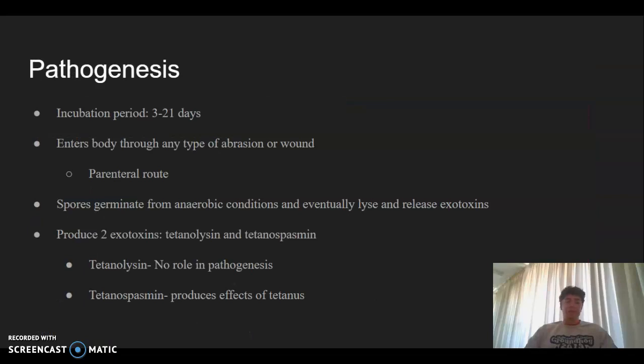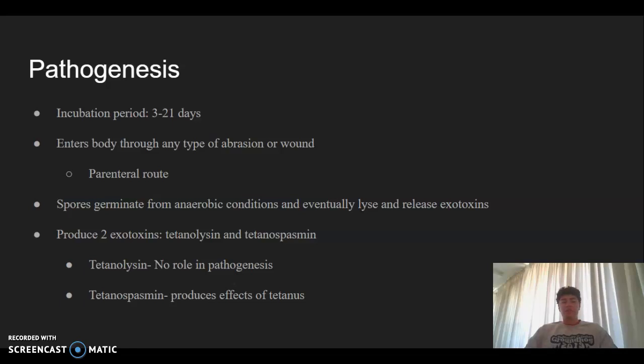Pathogenesis of tetanus: the incubation period is between 3 to 21 days, with 9 to 10 days being the average. It can enter the body through any type of abrasion or wound. Generally, people think of deep puncture wounds of the parenteral route with needles or thorns or nails, as I mentioned before. But it doesn't necessarily have to be a deep puncture wound. It could just be a small cut or burn, or even a bug bite, just anything to bypass the epidermis to allow the spores to enter into the bloodstream and the underlying tissue.